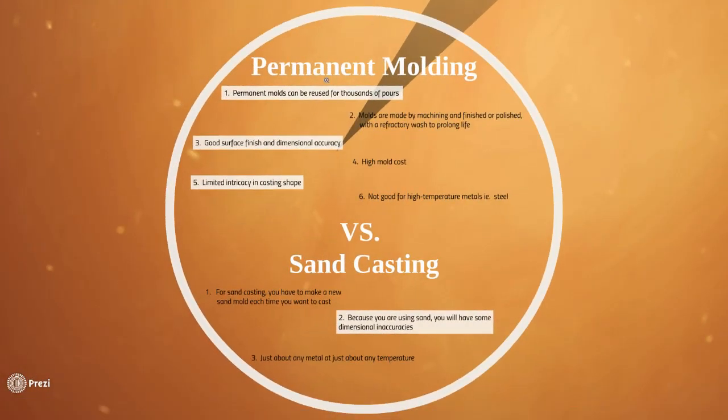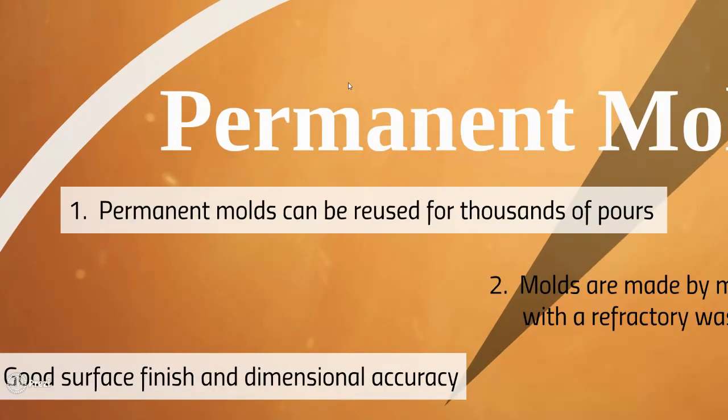All right, now let's look a little bit closer at permanent molding versus non-permanent molding, which we'll call sand casting. And of course, you have the shell process kind of in the middle, because that is a semi-permanent molding casting process. So first of all, how can we describe permanent molding? Well, permanent molds can be used and reused and reused and reused, okay? So that is an advantage.